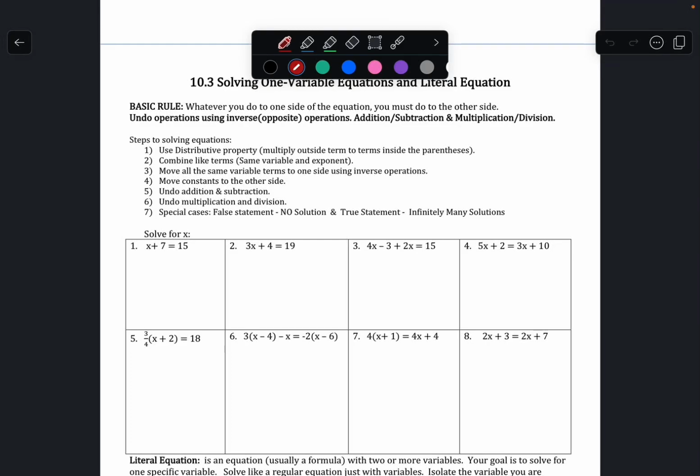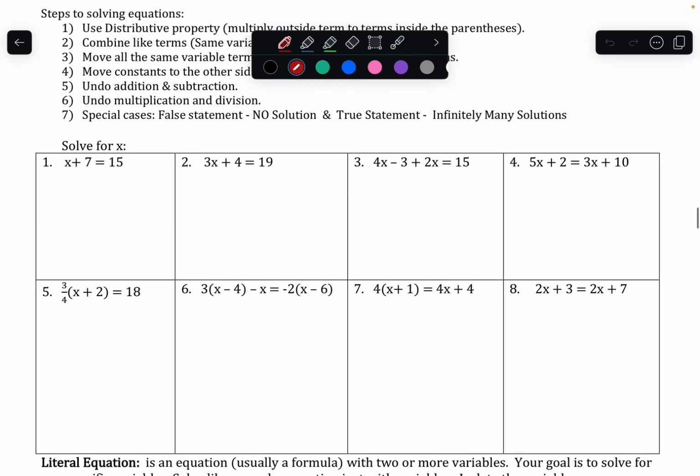All right, in this lesson, we are going to review solving one variable equations and literal equations. So we are going to start by solving one variable equations. And so looking at number one, it says solve for x.